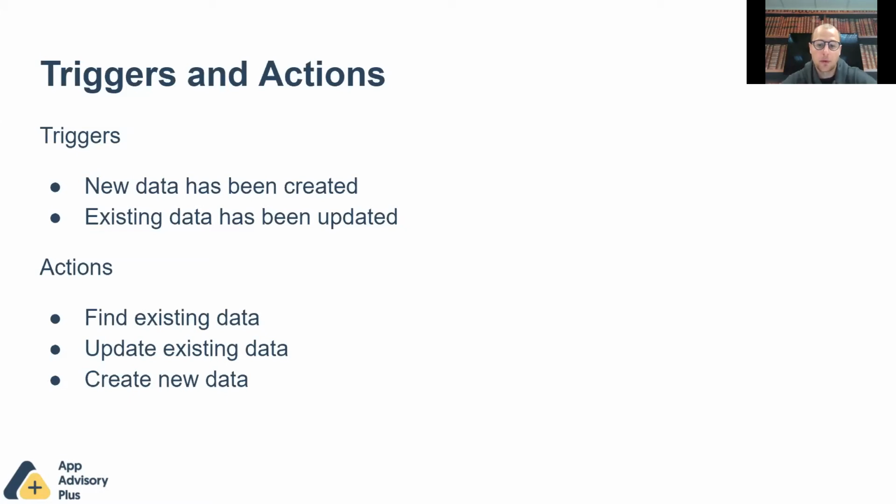And broadly, the trigger points for any app are new data being created in the app or existing data has been updated. And the more trigger points that are available in the Zapier integration, both for data created or updated, the better, because you'll be able to get more data out of that app to use elsewhere. So the other side of a Zap is we've got the action, and that is something that you want to either find in a different app or update or create new data in that app.